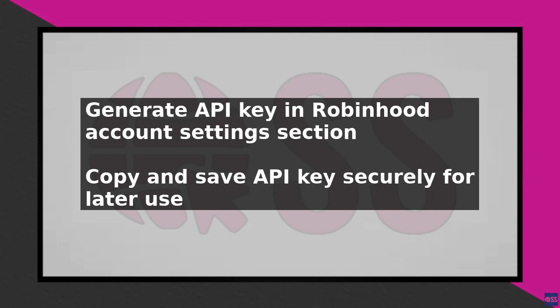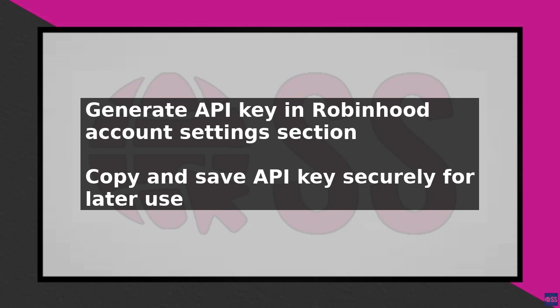Next, log into your Phantom Wallet account and navigate to the Settings or Connections section. Look for the option to connect a new exchange or broker, and select Robinhood from the list of available options. You will be prompted to enter your Robinhood API key, which you generated and saved earlier. Enter the API key and confirm the connection.